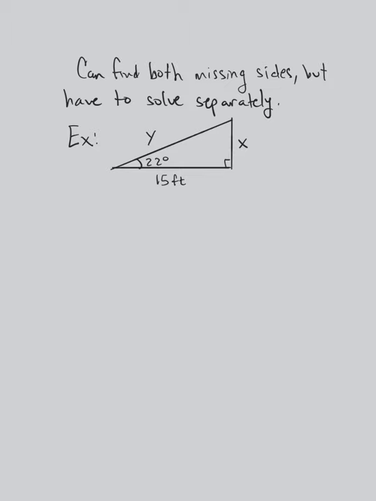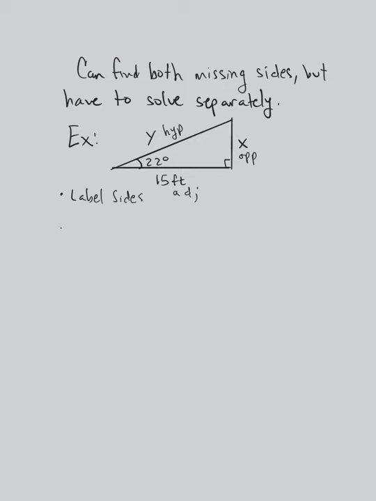The process will be the same. First of all, we need to label the sides. I got ahead of myself there. We still want to label the sides in terms of hypotenuse, opposite, and adjacent. So here's my right angle. Here's its opposite side, so that's the hypotenuse. Here's the given angle. This is its opposite side, so x is the opposite, and so that makes the 15 the adjacent.